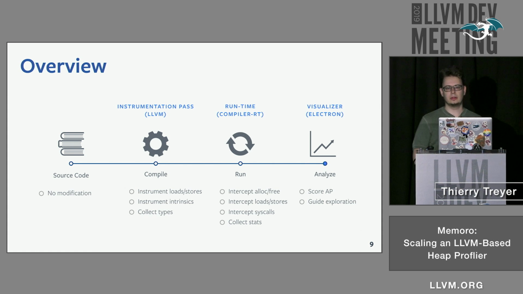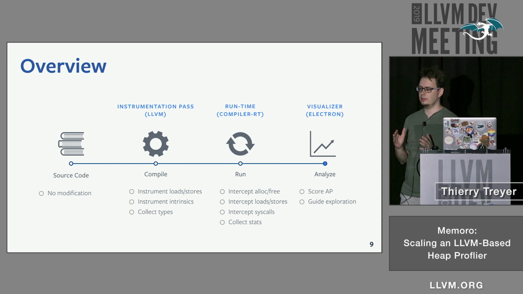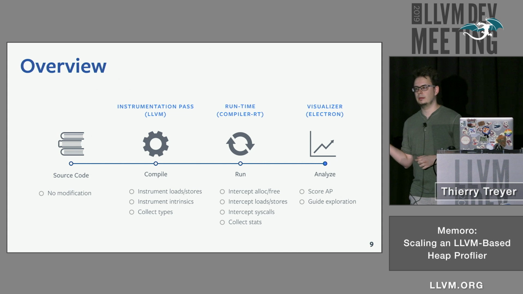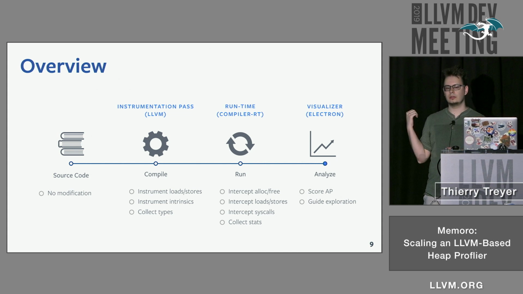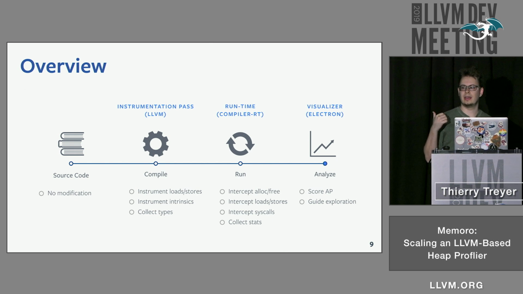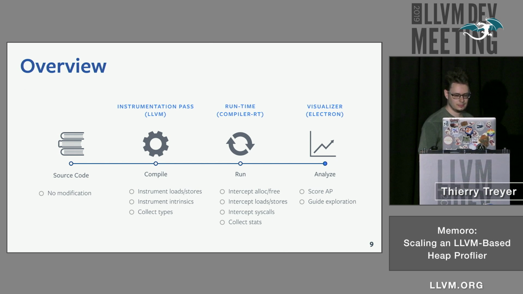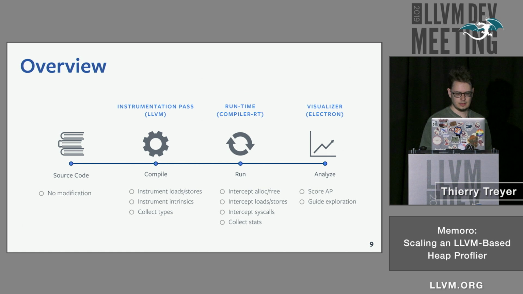And the Visualiser will start doing some computation on your data, and will attribute scores on different metrics. So for instance, if your program is allocating a lot of memory but only using part of it, the Visualiser is able to track that. Or if you're doing a lot of short-lived allocations, this is also something that the Visualiser can highlight for you. And this is an overview of how Memoro works.